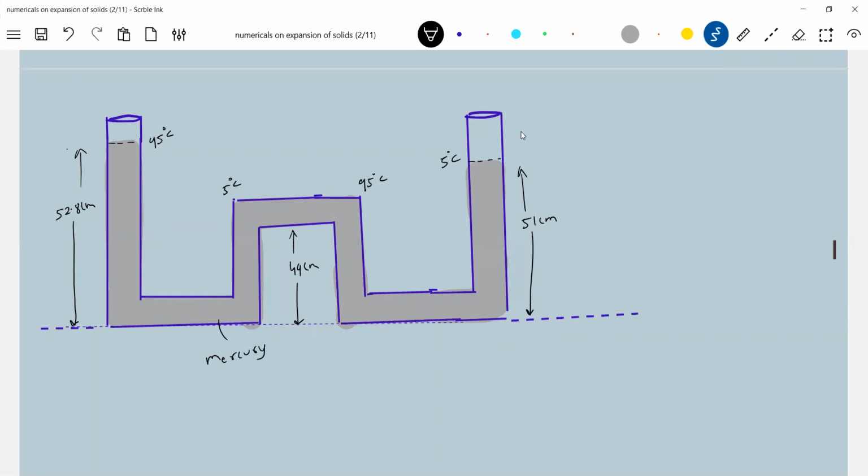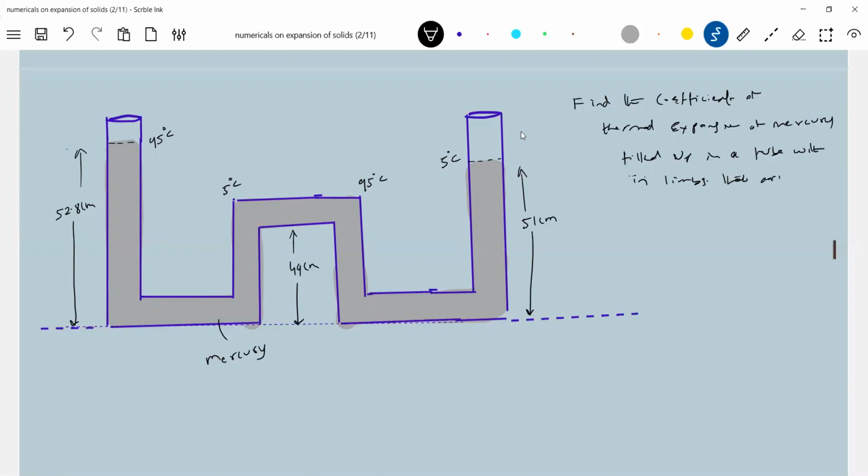It's asking to find the coefficient of thermal expansion of the mercury. Thermal expansion of mercury filled up in a tube, in different limbs, that are maintained at different temperatures.